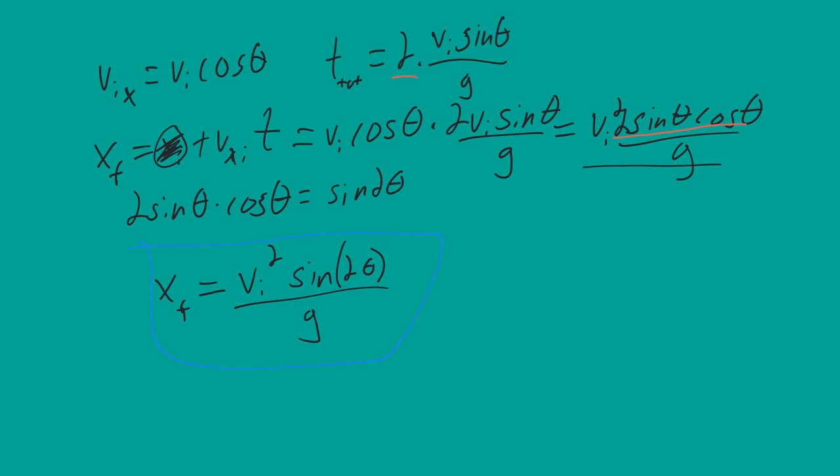Now, there's an interesting piece about this equation, which is that any angles that are symmetric around 45 degrees are going to get you the same horizontal range. So if I am at 60 degrees or 30, I'm going to get the same. That's because you're trading off the different components from one another. So let me draw that a little more clearly here.